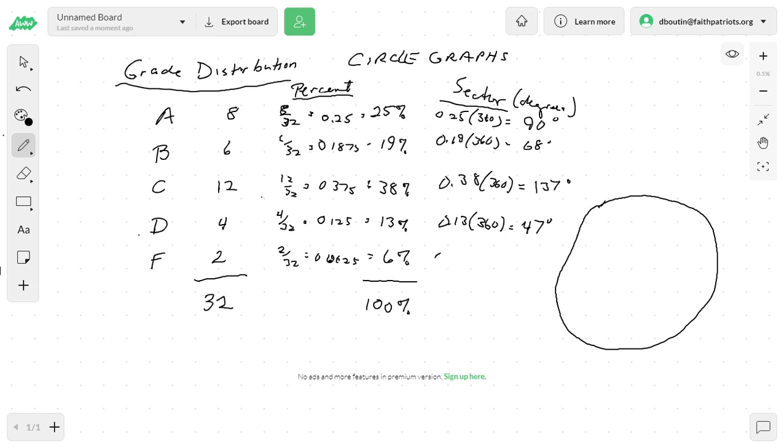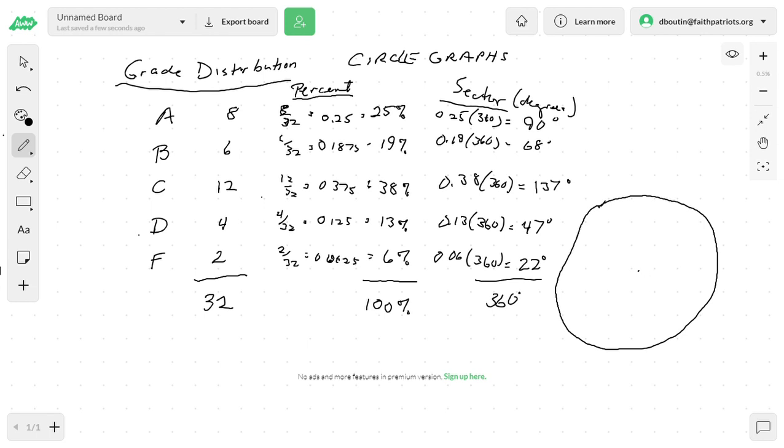And then finally 6% of 360 is going to be about 22 degrees. So again, because we have rounding involved, these may not total exactly 360 degrees, but the ideal, if there had been no rounding involved, would be 360 degrees. And that is our full circle.